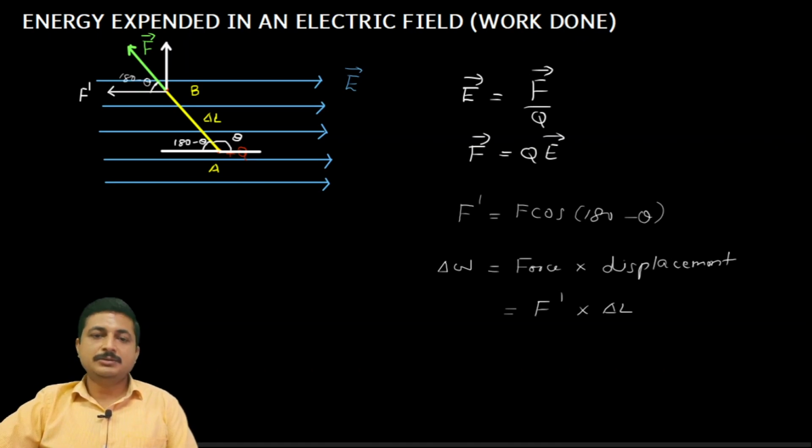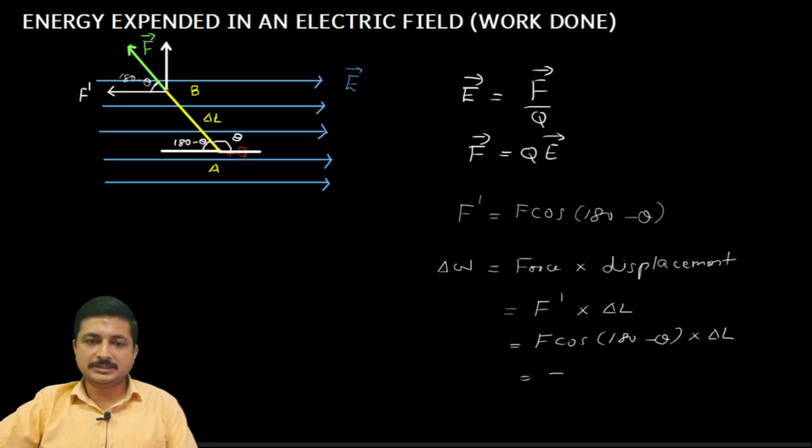So now my job is just to substitute these discussed values into this equation and find an expression for delta W. What is F dash? F dash is nothing but F cos of 180 minus theta. Let me substitute it there. So I get delta W as F cos of 180 minus theta multiplied by my displacement. Let me write it in a better way. F cos of 180 minus theta is minus F cos theta, so delta W is minus F cos theta delta L.